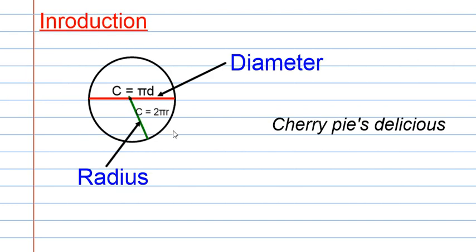So around this circle is the circumference. The red line is the diameter. The green line from the center of the circle halfway through is the radius.